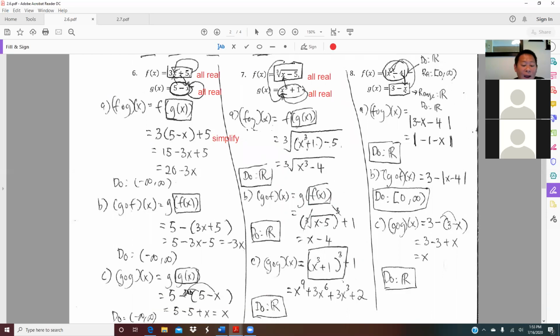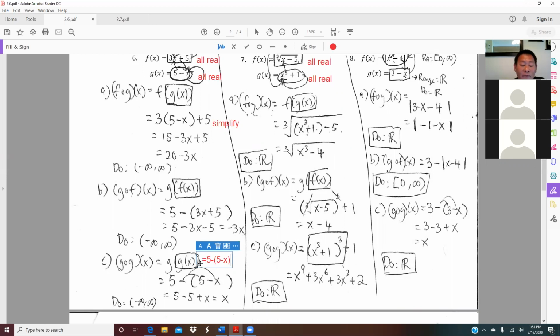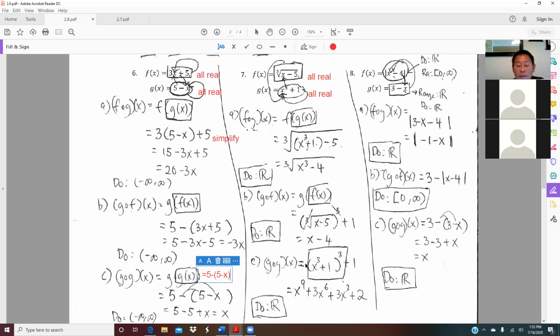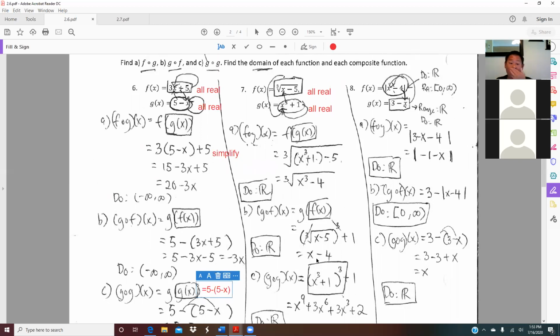So when you take 5 minus x, this x will be replaced by 5 minus x here, because it's like a replacement. And then when you distribute, you end up with an x here. Okay, so make sure you guys know what to do for question 6, 7.